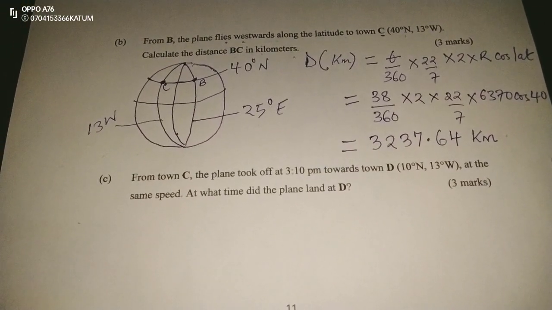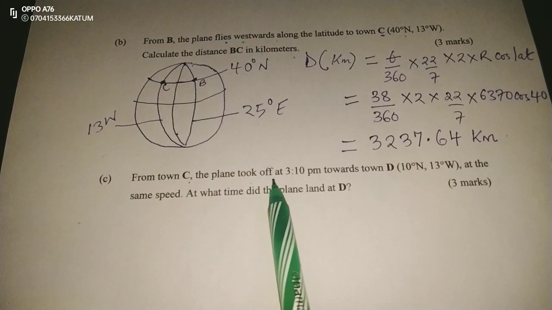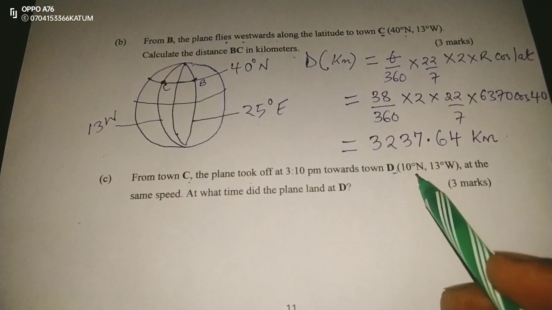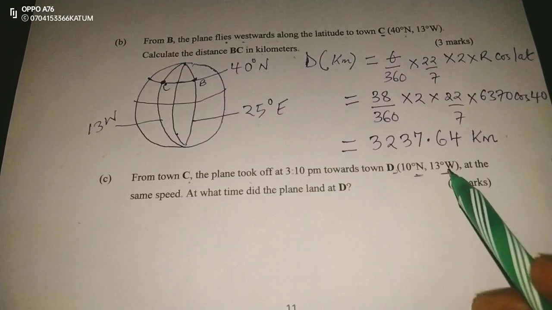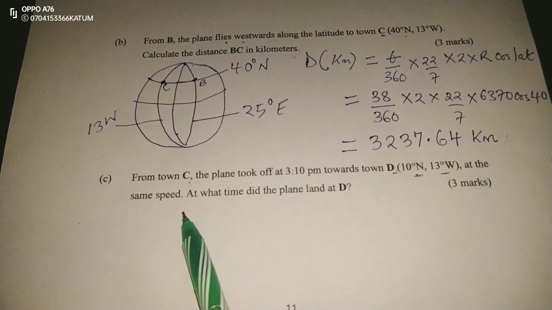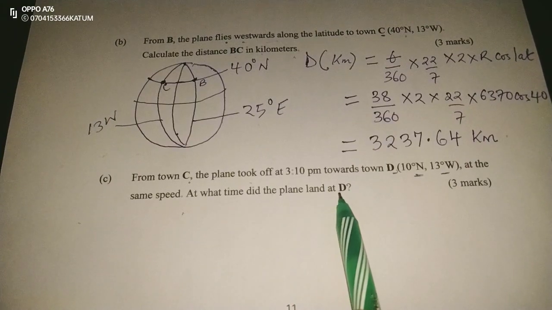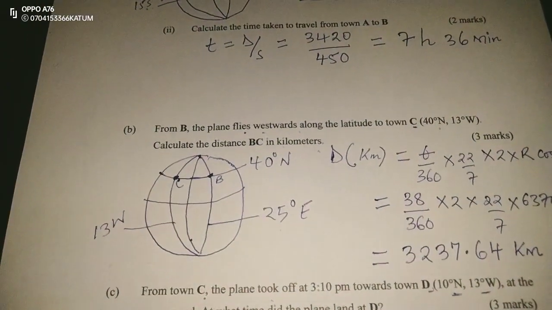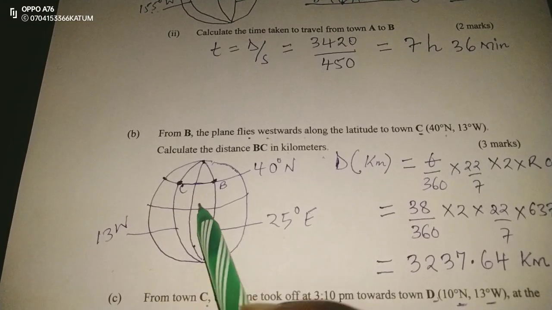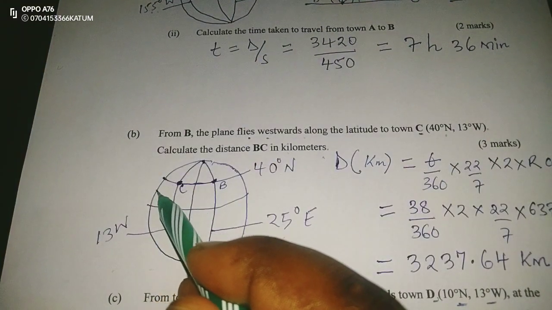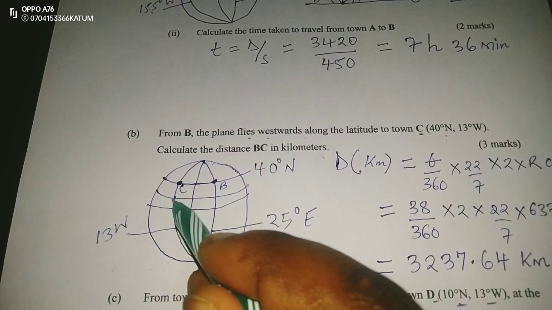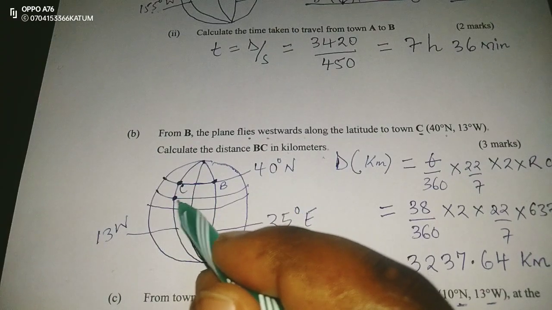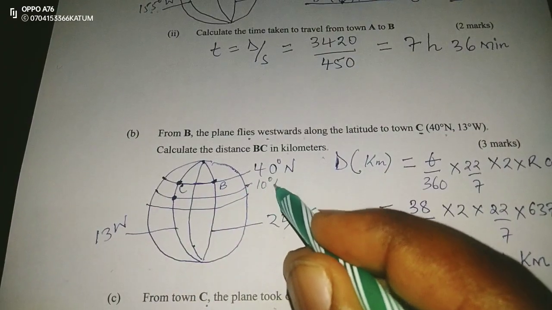Part C, we are talking about from town C, the plane took off at 3:10 p.m. towards D, and D is 10 degrees north, 13 west at the same speed. At what time did the plane land at D? So from C, the plane is taking off to D, which is 10 degrees north, 13 in the west. So we are still on 13 west, but now we are going down to another latitude, whereby along this great circle, we will go to 10 now. This is 10 degrees in the north.